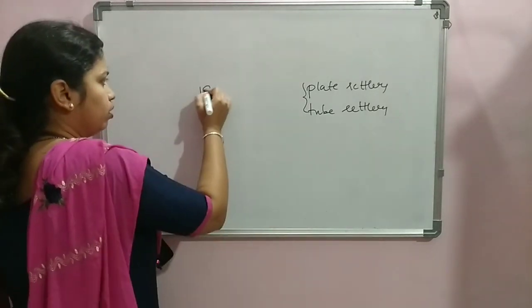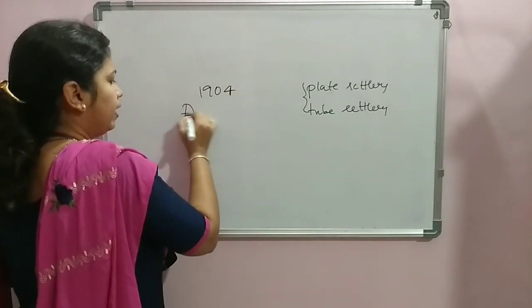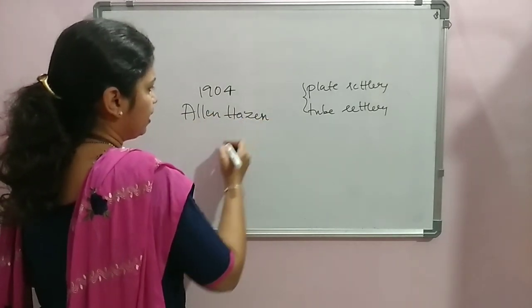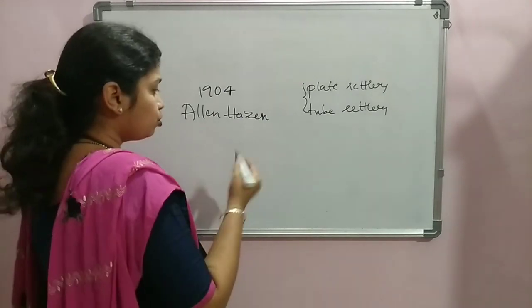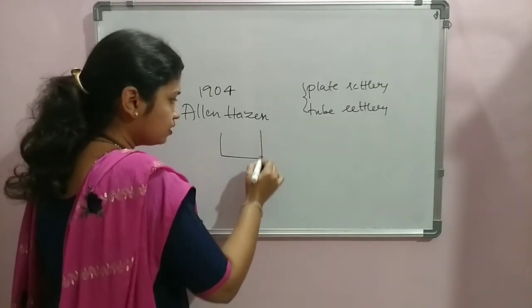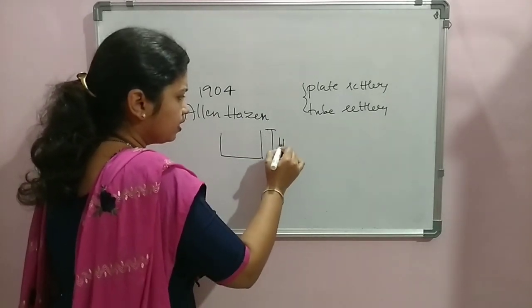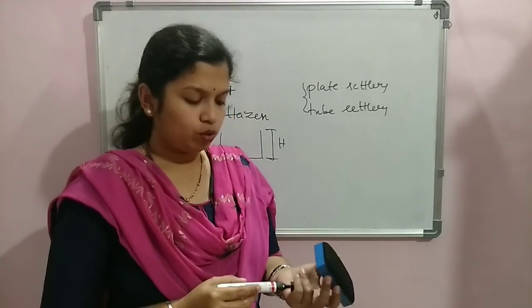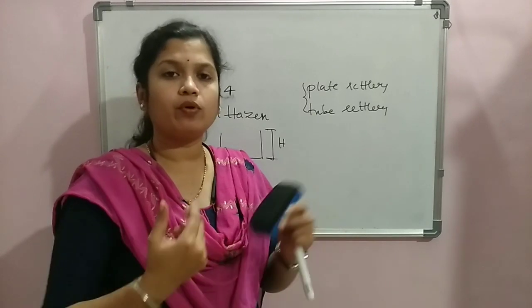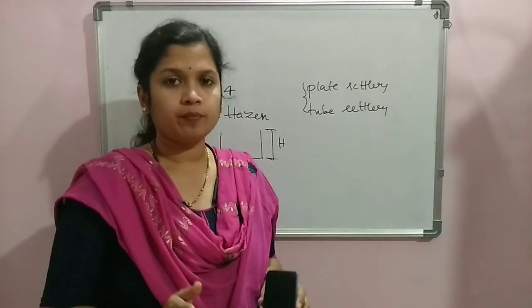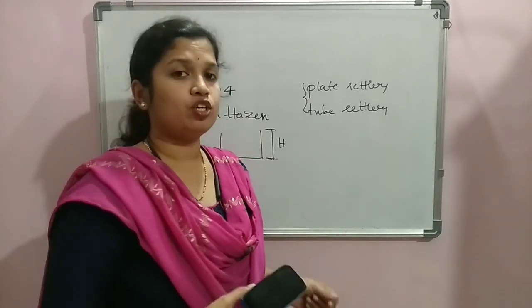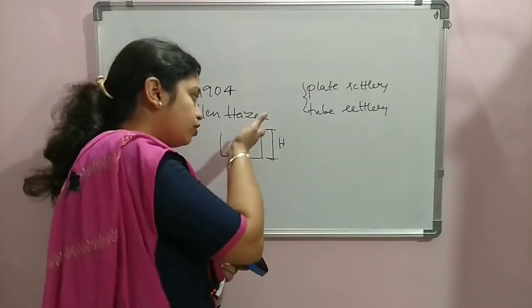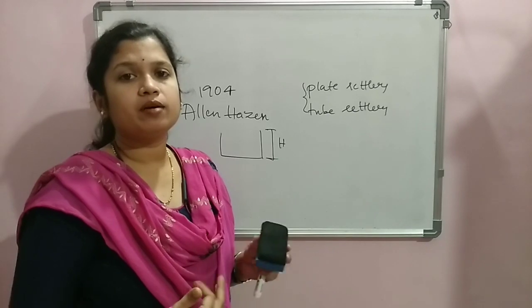So in 1904, the scientist Allen Hazen proposed that if we decrease the depth considered for the sedimentation tank, a very good economy can be brought in by saving the area of the tank, and we can also achieve easy sedimentation. As we reduce the depth, the length of travel for the settling of the particles becomes less.